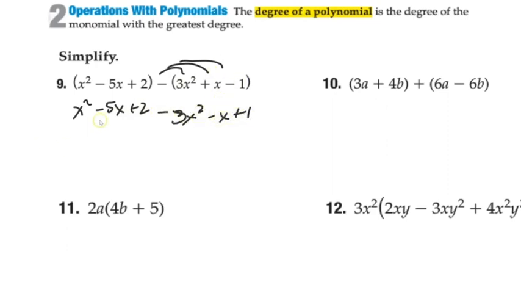Distribute the negative. And then all we do is add up terms. I can add the x squareds together, because they're both x squared. I can add the single x's together. And I can add the numbers together, the constants together, plus 3. So that's me simplifying the polynomial. Distribute, and then add up terms.